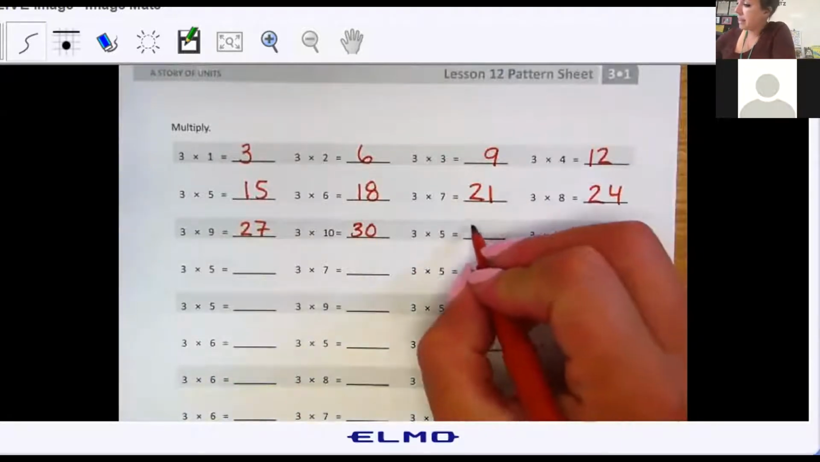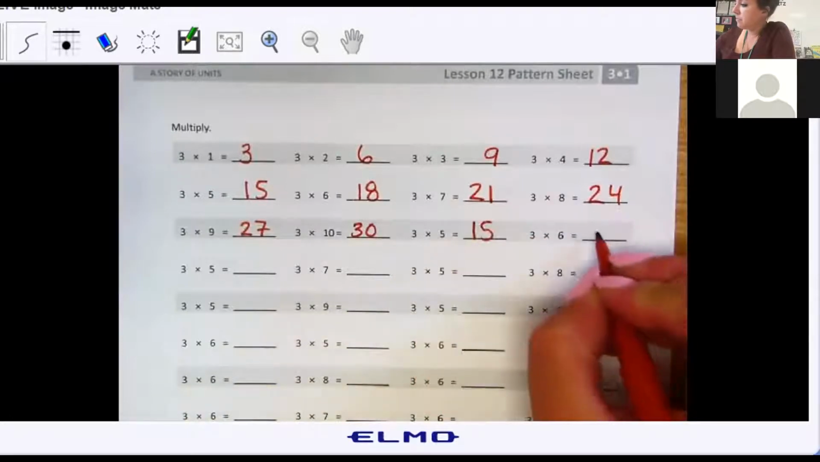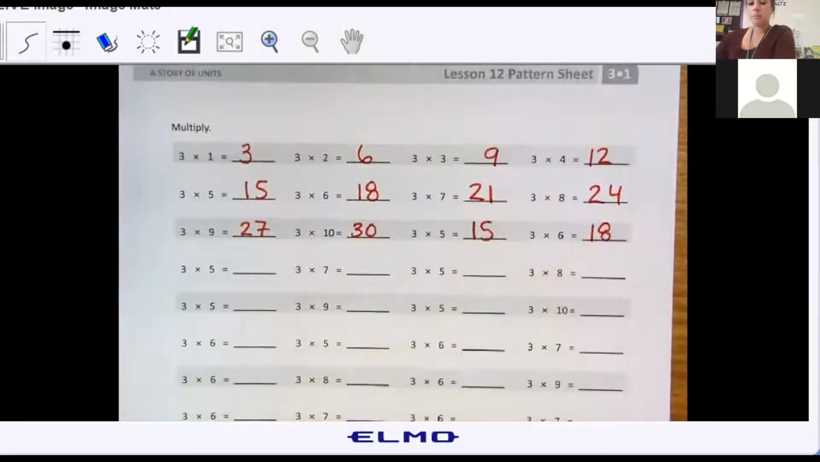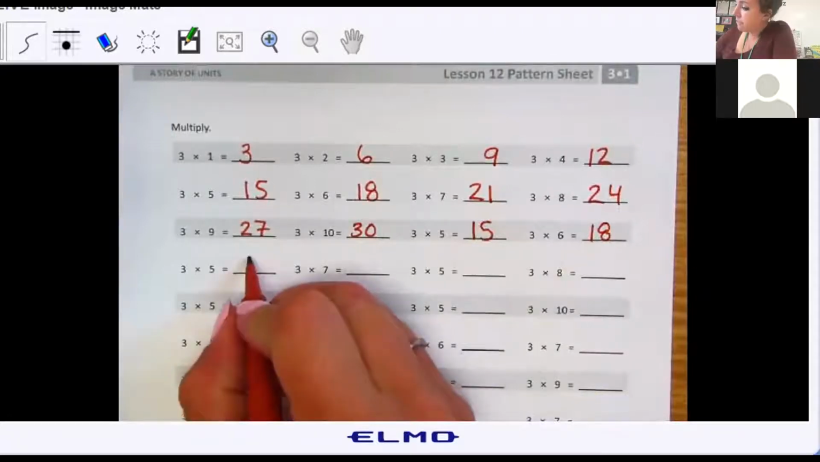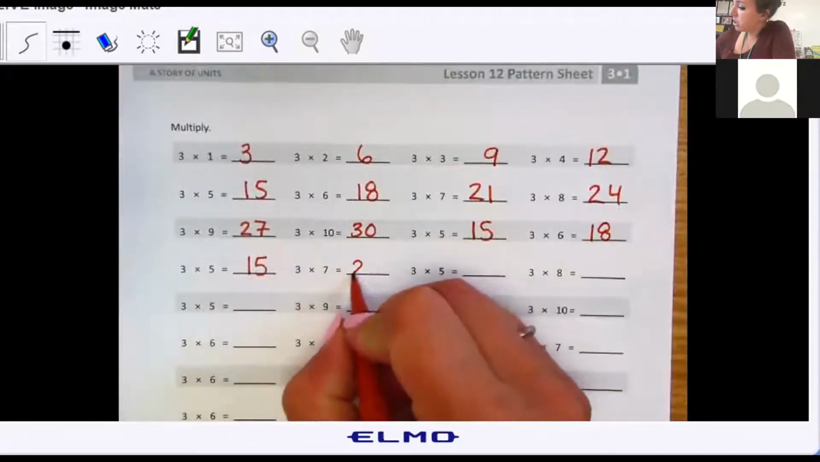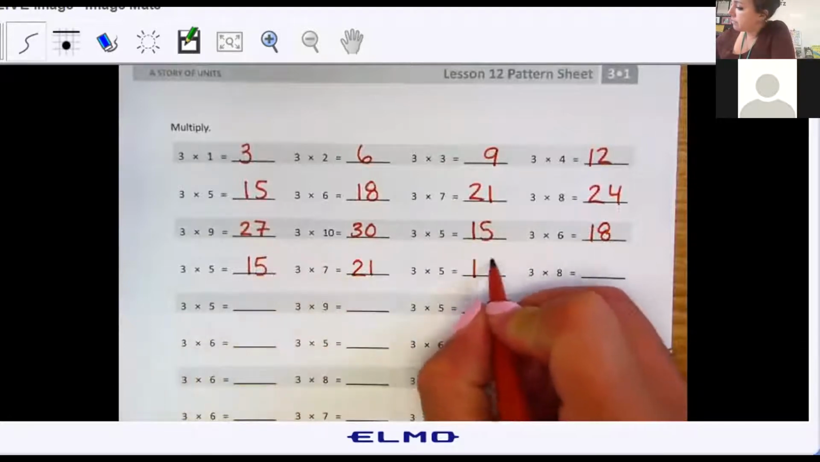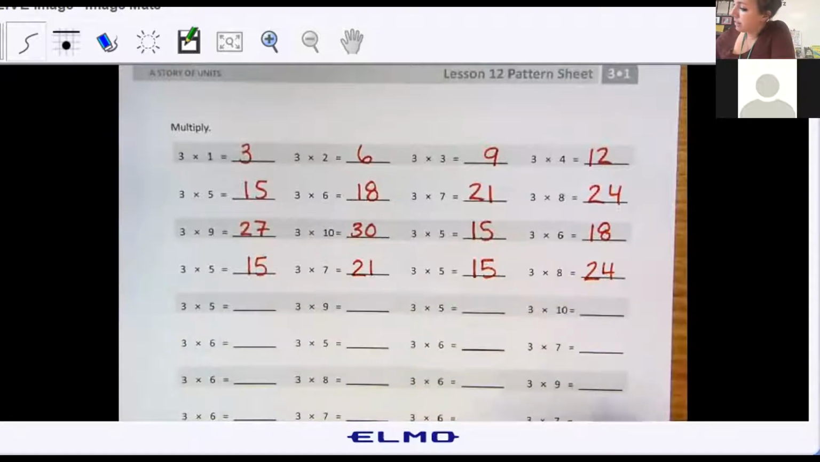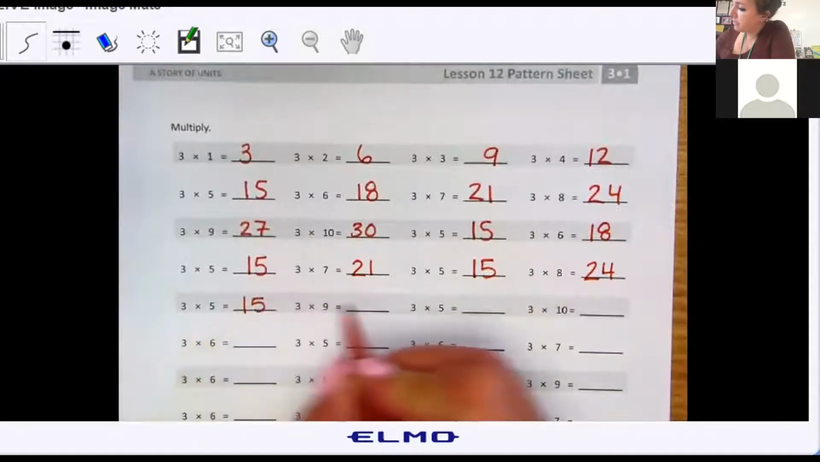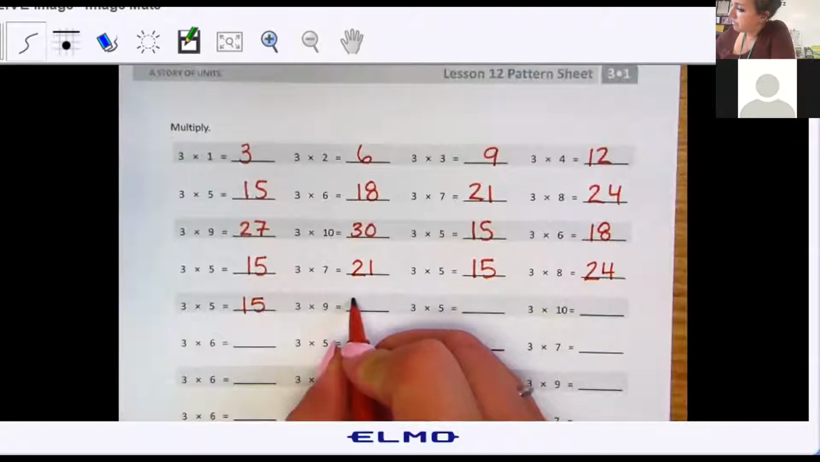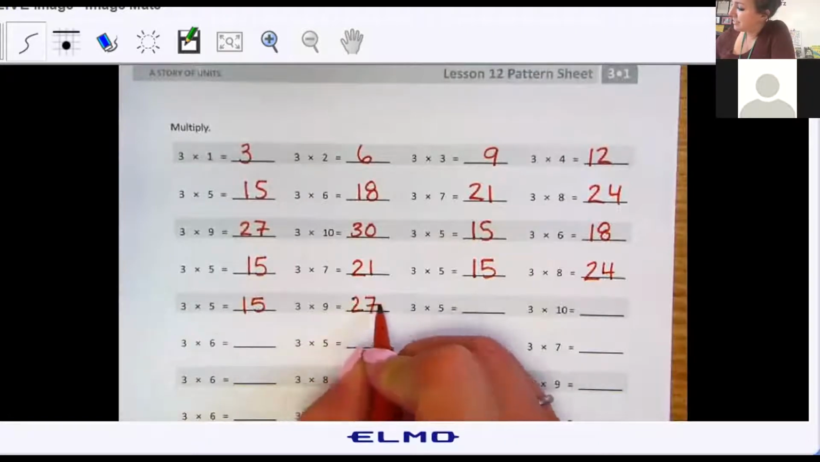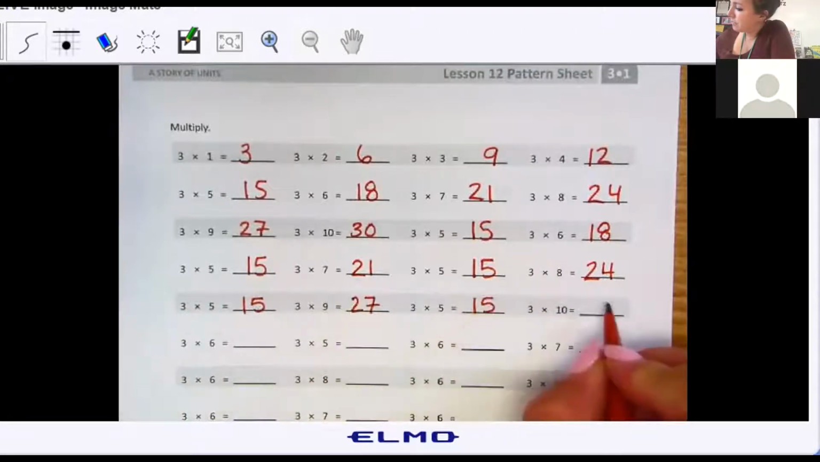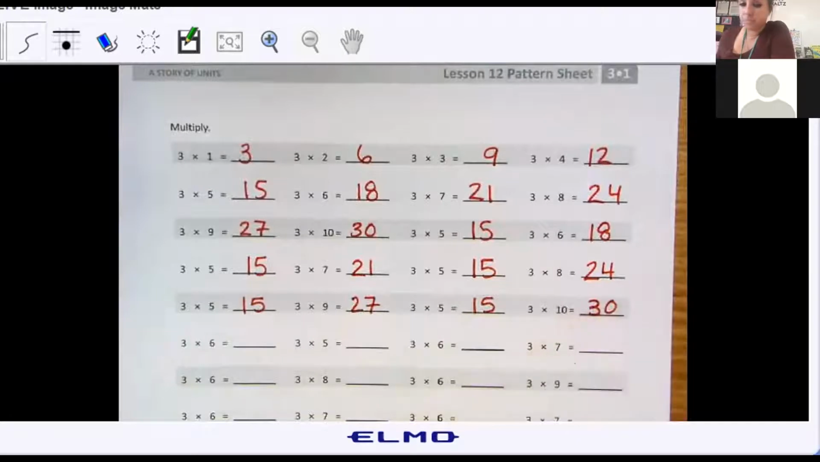So continuing on, 15, 18. If I'm going too fast, you can always pause the video to catch up. 15, 21. 15, 24. 15, 27. 15, 30.